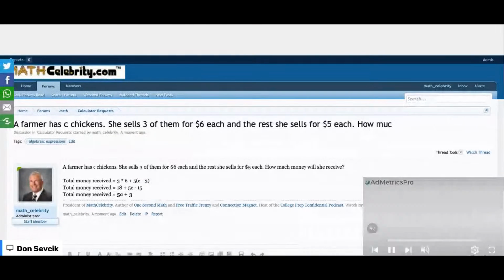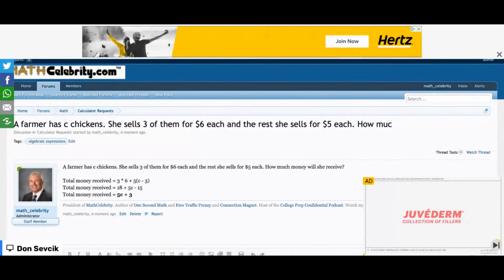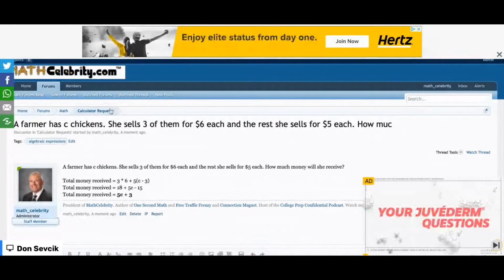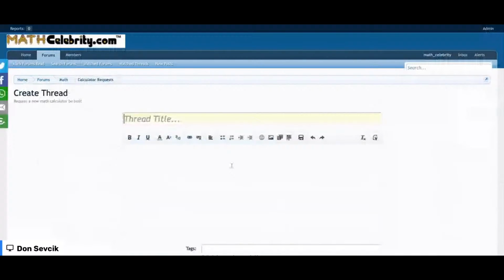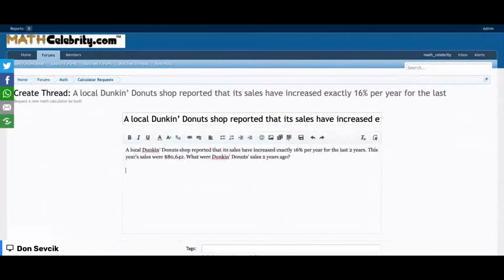All right, let's see. Dunkin' Donuts was in the news recently, so let's do this one. I know a lot of Dunkin' Donuts eaters out there. A local Dunkin' Donuts shop reported that its sales have increased exactly 16% per year for the last 2 years. This year's sales were 80,642. What were Dunkin' Donuts sales 2 years ago?